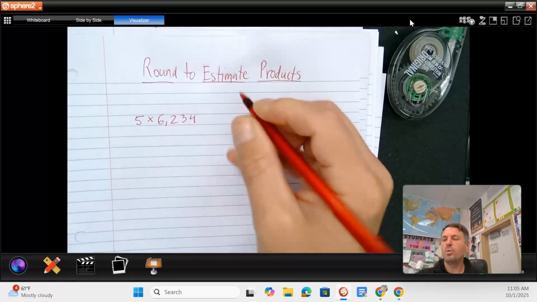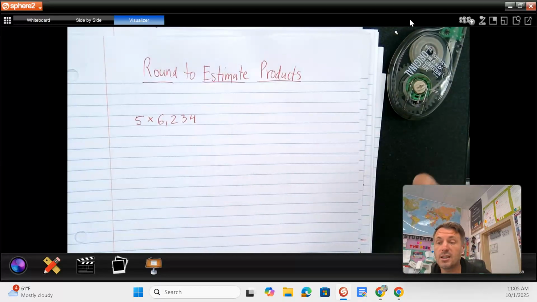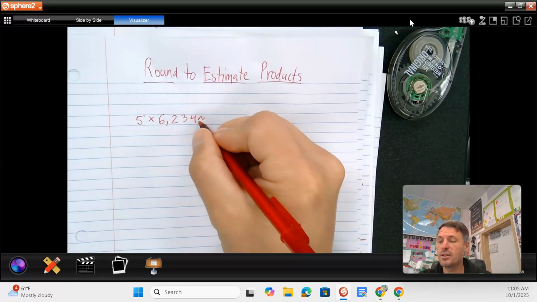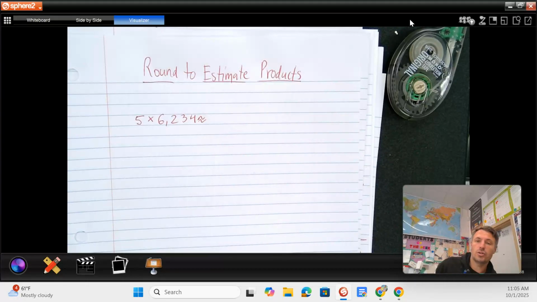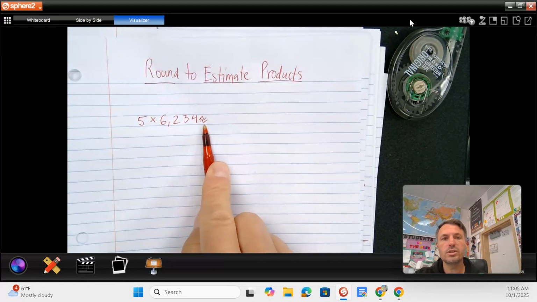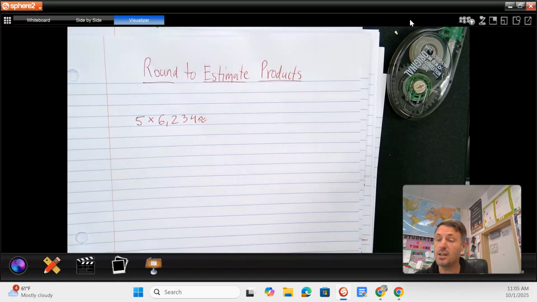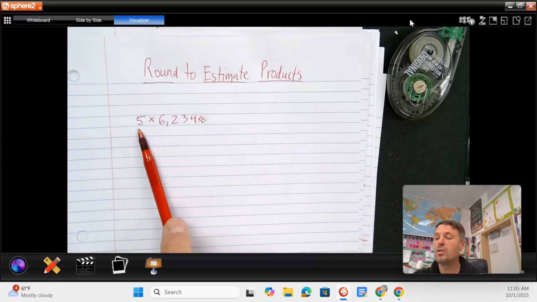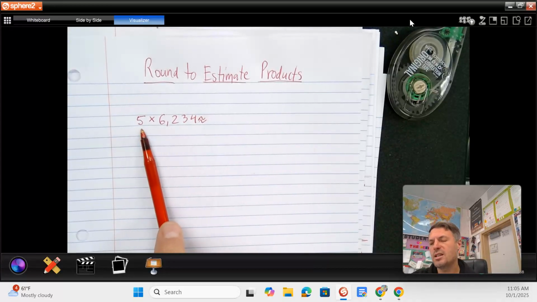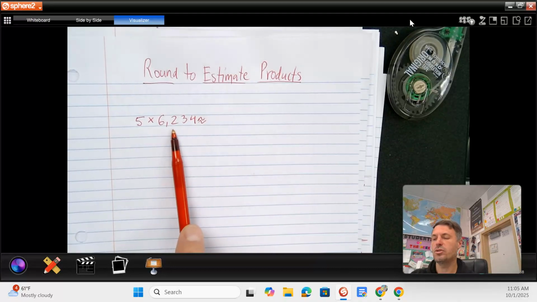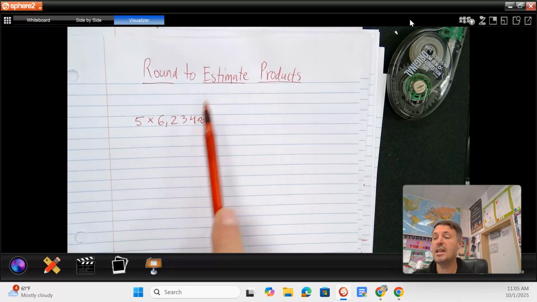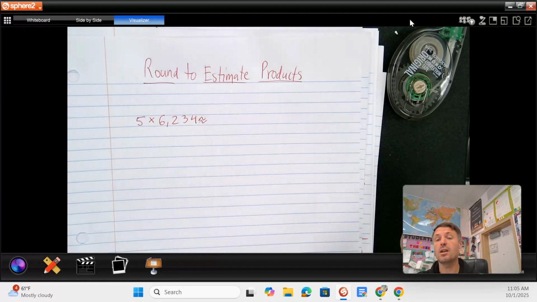6,234. But we don't need to find out what the exact answer is. We can just find an answer that's around the exact answer. And that's what that squiggly equal sign means. It means about the same as, or around the exact answer, but not the exact answer. So we don't need to know what the exact answer is to 5 times 6,234. We just need an estimate, or you could say an approximate answer, an answer that's close to the exact answer, but not the exact answer.